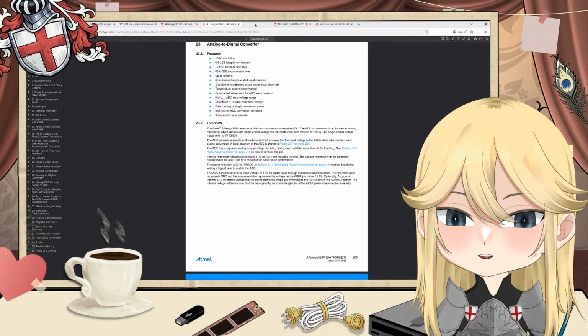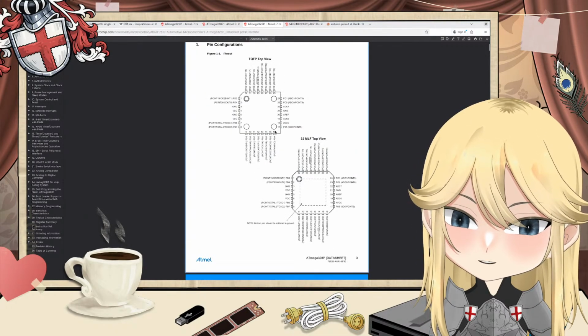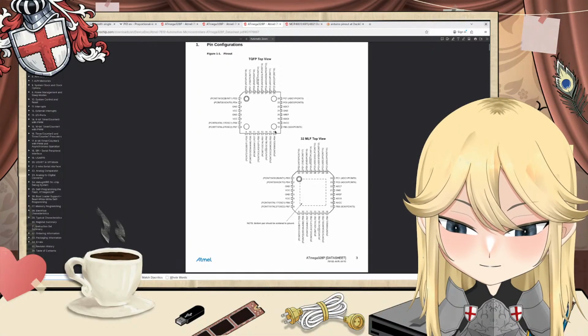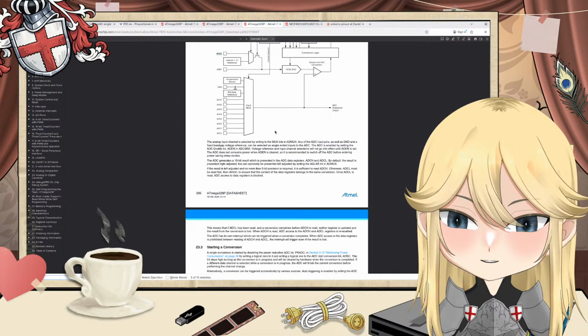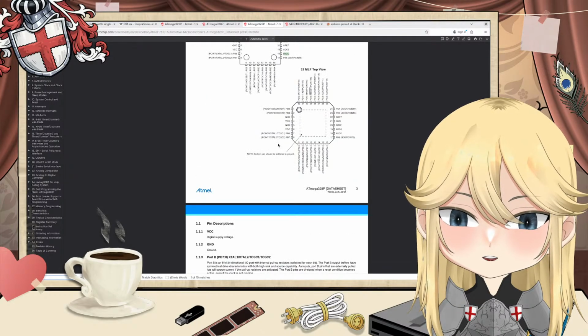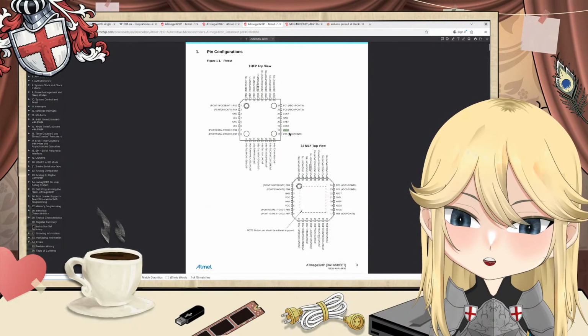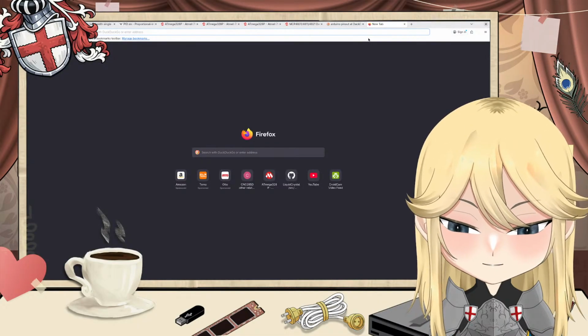Let's see, not this one, this chapter. Okay, do we see any AVCC in here? Oh, we do. That's actually just a pin. Huh.